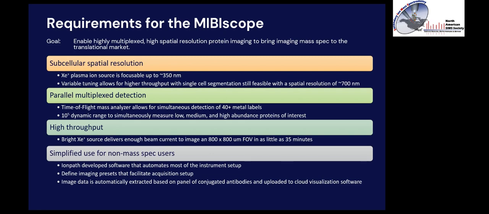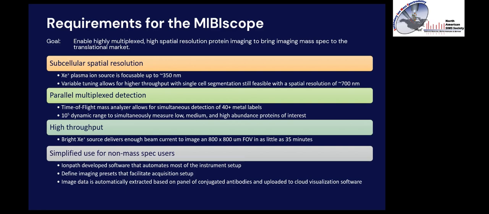The requirements for the MIBI scope, obviously we need subcellular spatial resolution if we're going to image single cells and resolve them. We use a xenon plasma ion source, and it's focusable up to about 350 nanometers, which is well above what you need for that use case. Because of that, we have variable tuning and different sets of parameters that users can select from that allow for a higher throughput that still maintains single cell segmentation with a spatial resolution of about 700 nanometers.